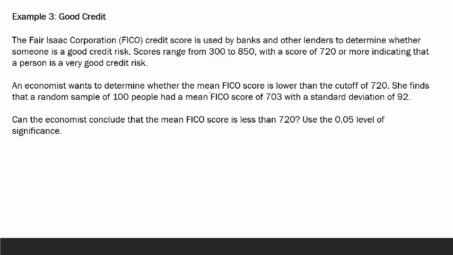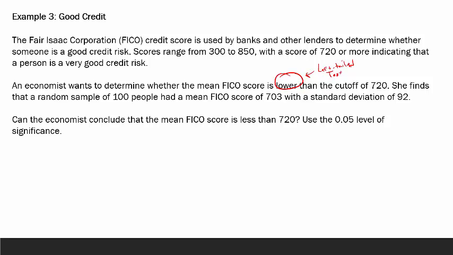So scores on your FICO score range from the lowest it can be is 300 and the highest it can be is 850. So with a score of 720 or more, indicating that a person is a very good credit risk. So if you have a credit score of 720 or more, you're good. So an economist wants to determine whether the mean FICO score is lower. So the average FICO score is lower. So that tells me it's going to be a left-tailed test. And the cutoff of 720.